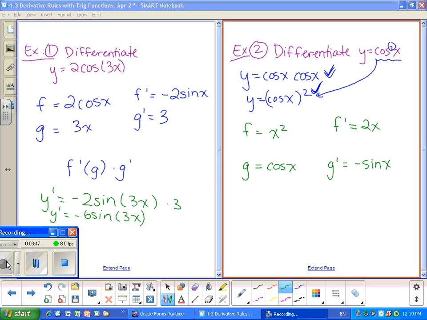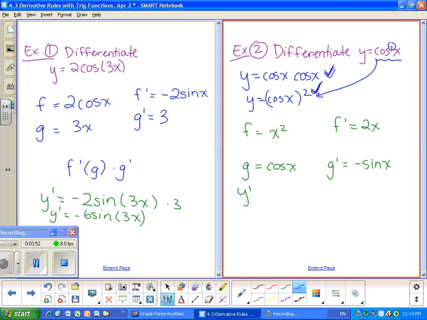Okay? So if we're going to follow the chain rule now, y prime is going to equal f prime, which is 2, but we have to put g inside, which is cos x. Then we have to multiply by g prime, which is negative sine x. And can we simplify this? So the negative can come and multiply in the front, and we have cos x sine x. Could we have written it as negative 2 sine x times cos x? Yeah, the order of multiplication does not matter.